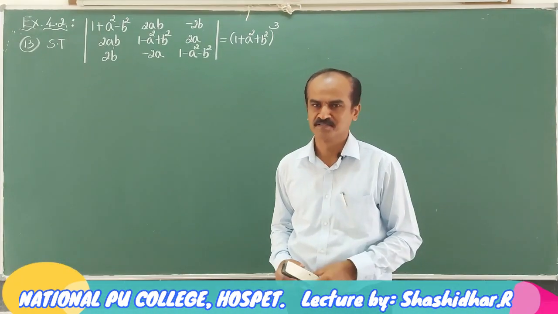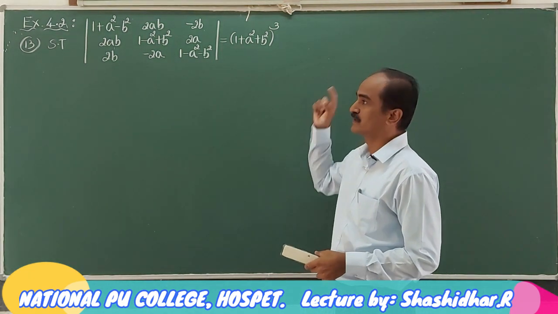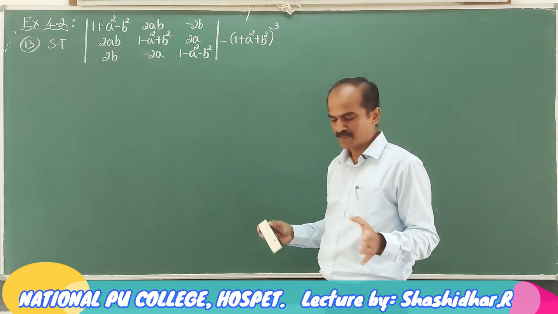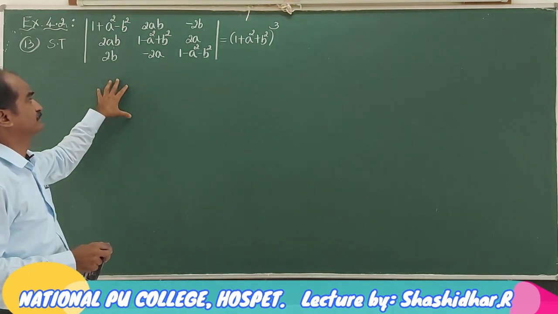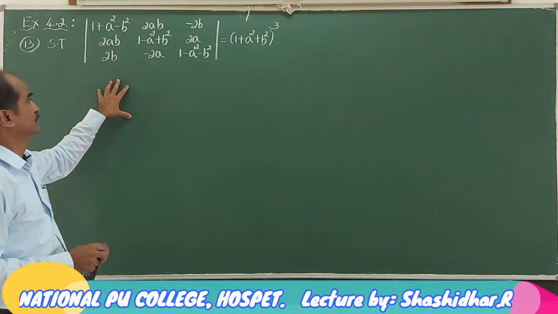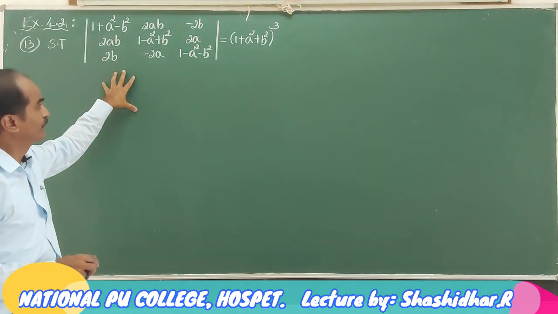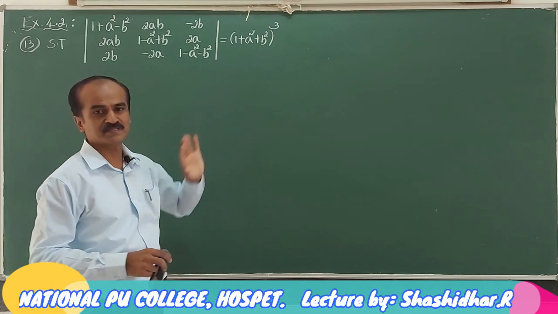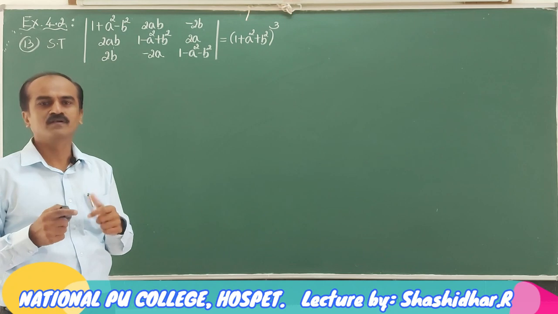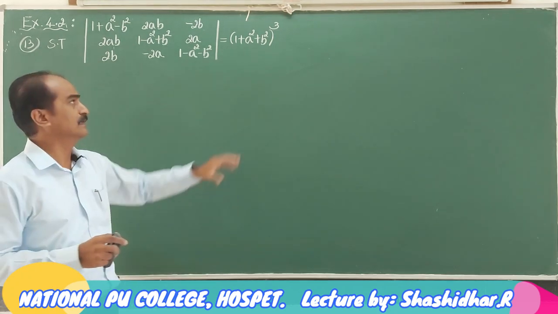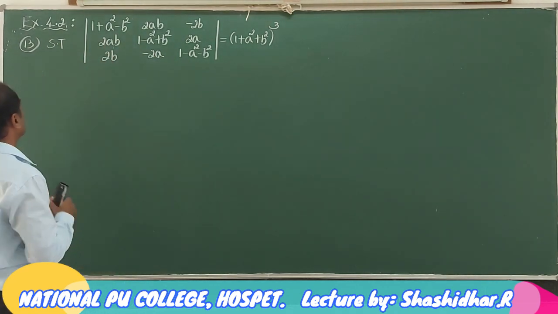In 13th question, we have to show that the determinant is 1 plus a square plus b square whole cube. When compared to earlier examples, this is quite different, because by doing row and column operations directly, we fail to get this factor 1 plus a square plus b square. So here the idea is we need to alter the elements in order to get 1 plus a square plus b square. Now let us see how I can do it.